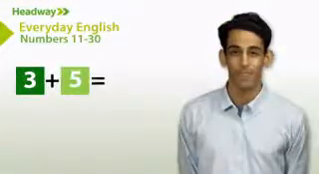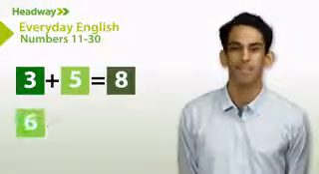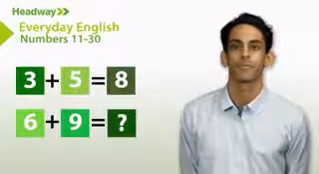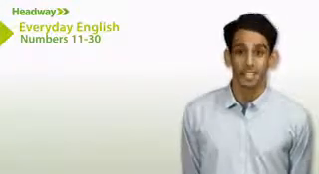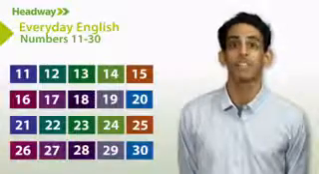3 and 5 make 8. 6 and 9 make... Oh. In everyday English, you will learn the numbers from 11 to 30.